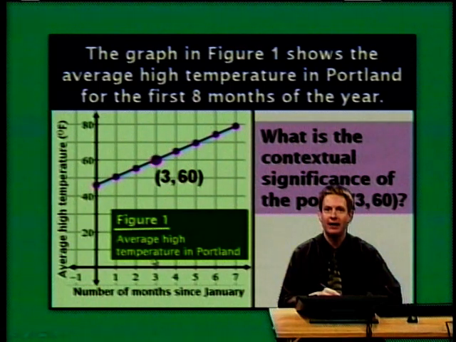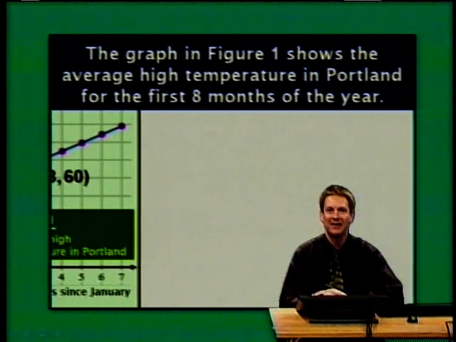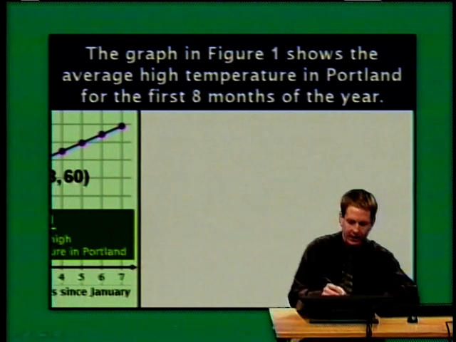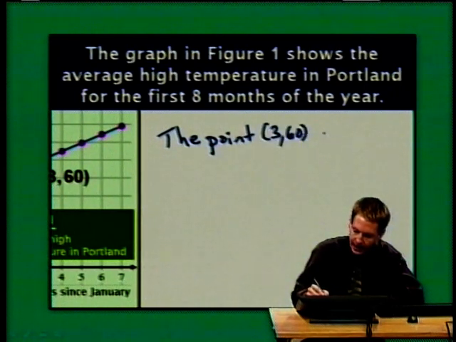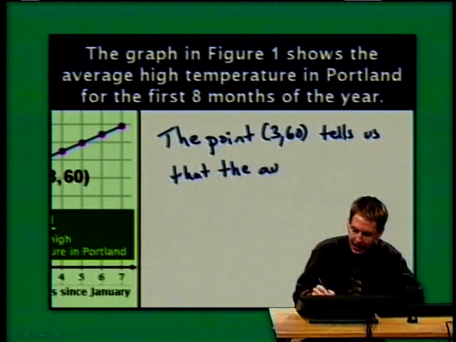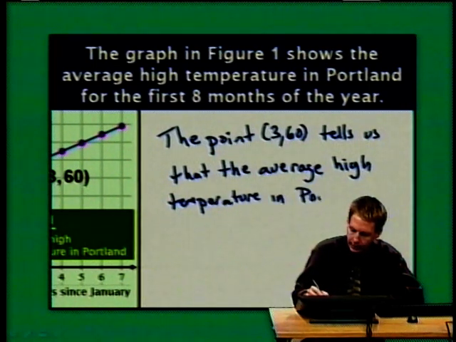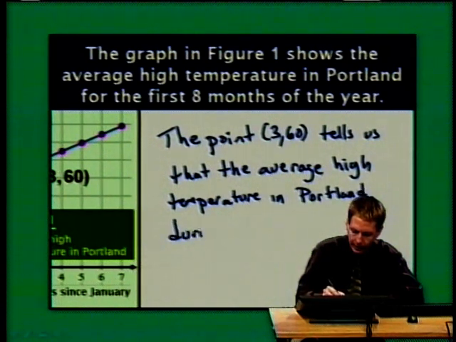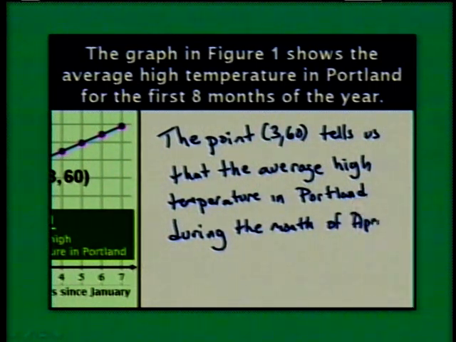So let's go ahead and write a nice, clear conclusion to the question. I'm going to give myself a little bit of room to write my conclusion. I think our conclusion might start off by indicating the point that we're evaluating. So the point (3, 60) tells us that the average high temperature in Portland during the month of April is 60 degrees Fahrenheit.